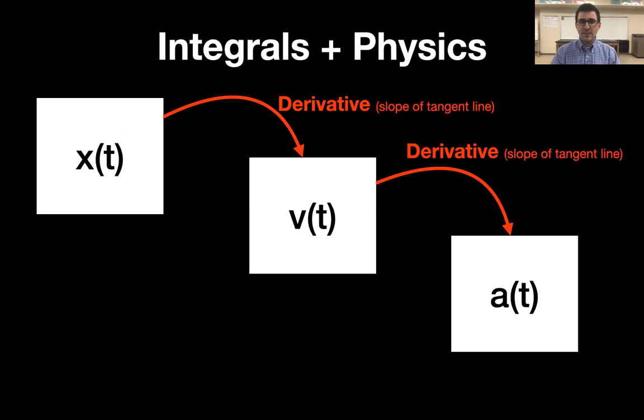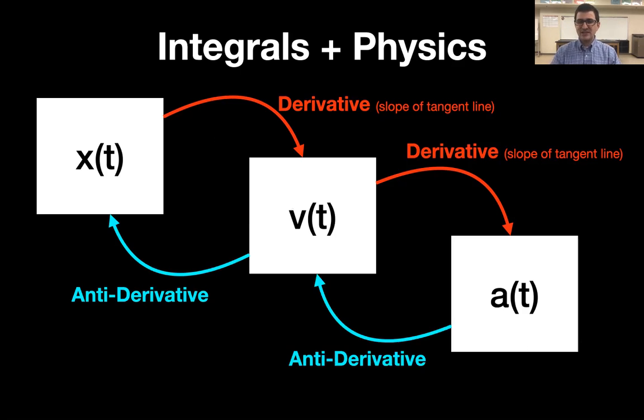So if we start with the velocity versus time graph, and we take the derivative of the velocity versus time graph, we end up at the acceleration versus time graph. So then what happens if we take the antiderivative of the velocity versus time graph? Well, hopefully you'll recognize that gets us back at the position versus time graph. And what if we take the antiderivative of the acceleration versus time graph? Well, since it's the opposite function of the derivative, it gets us back to the velocity versus time function.